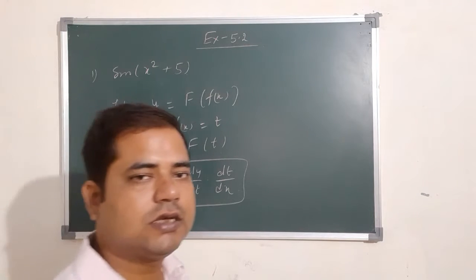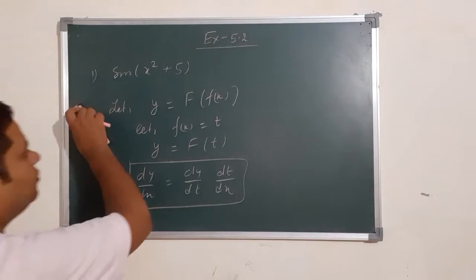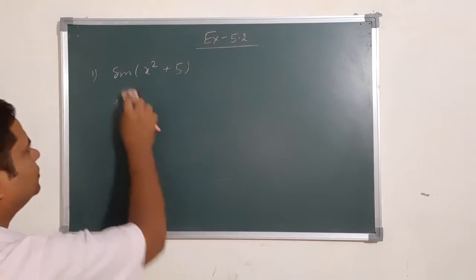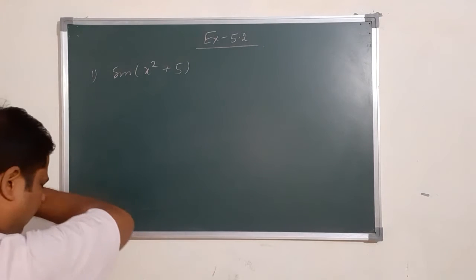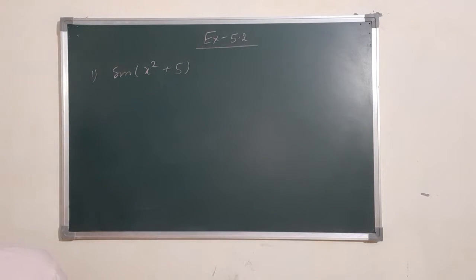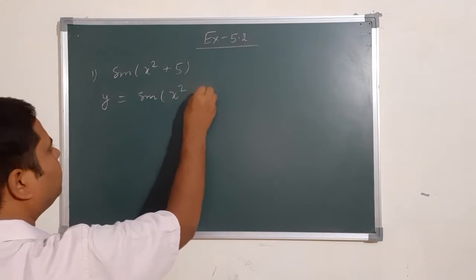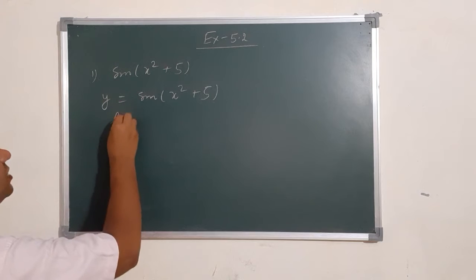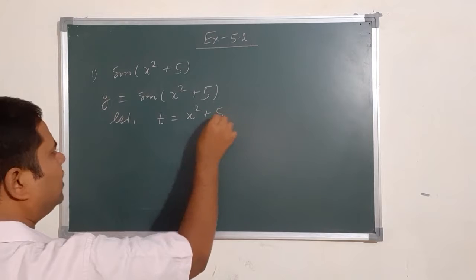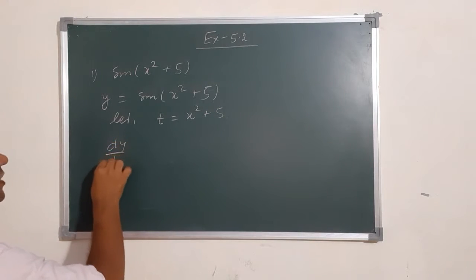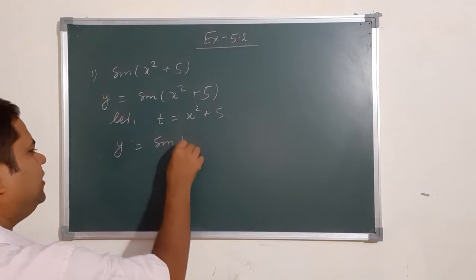Okay, so let us solve this question. Simply we have to find, suppose y is equal to sine of x square plus 5. Let t is equal to x square plus 5. Then we have y is equal to sine t.